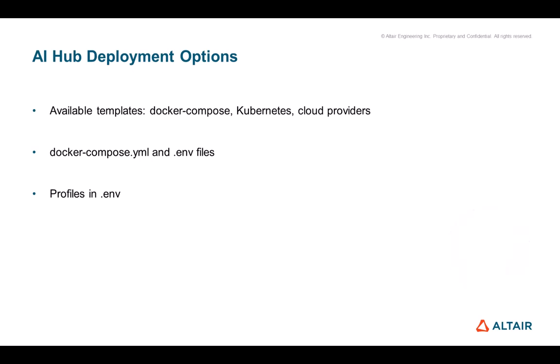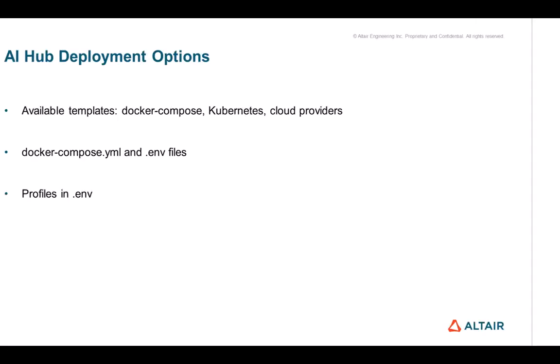The Docker Compose deployment uses two main files. One is called docker-compose.yml. This defines the structure of the deployment. The other file is called .env. Env is short for environment. In this .env file, you can enter your settings, change passwords, and other options. Another important entry is the profiles mechanism in Env. Here you can simply select the modules of AI Hub that should run after the deployment.